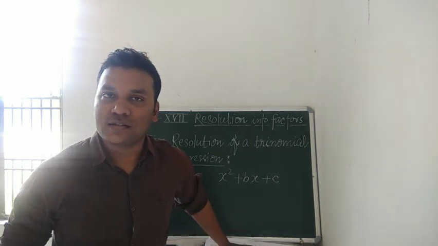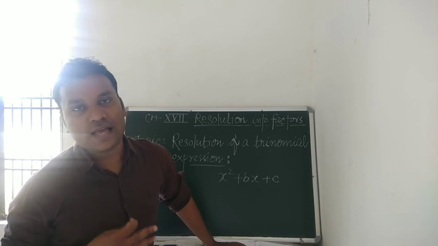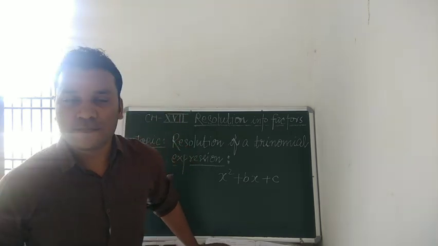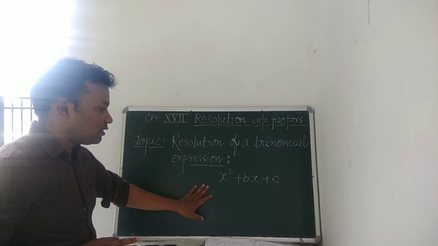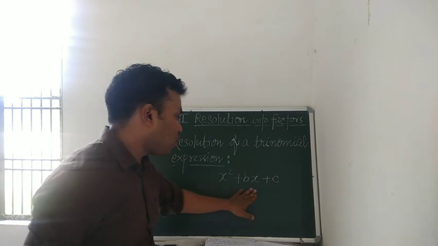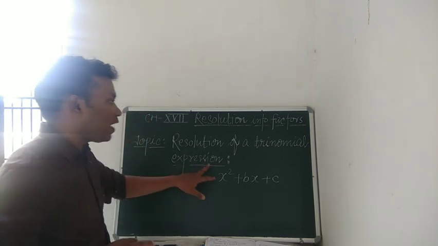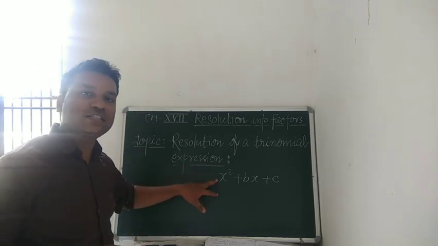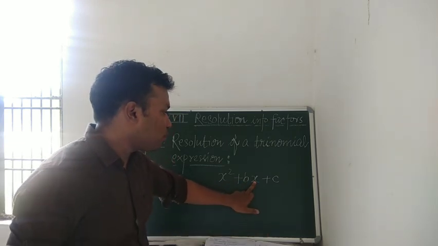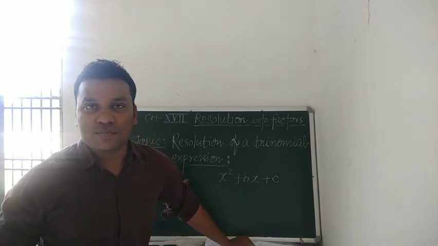What is a trinomial expression? As we already know, trinomial means three terms, that is, any algebraic expression which contains three terms will be known as a trinomial expression. But particularly for this exercise, a trinomial expression means an expression in such a form, that is x square plus bx plus c, where b is the coefficient of x and c is the constant term, that is, c is the term which is free from any variable.